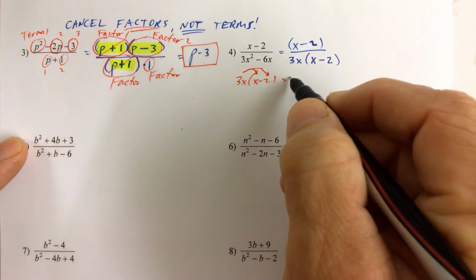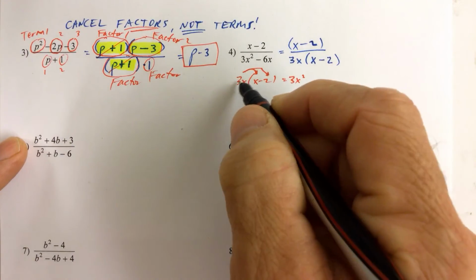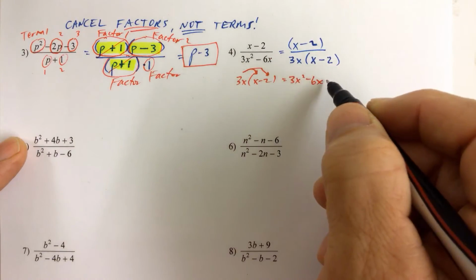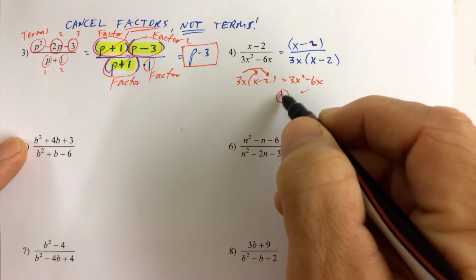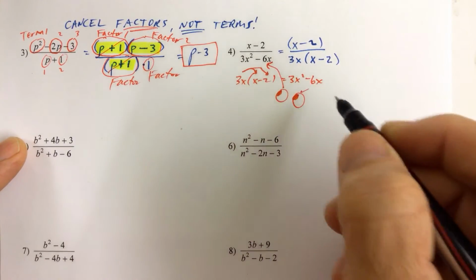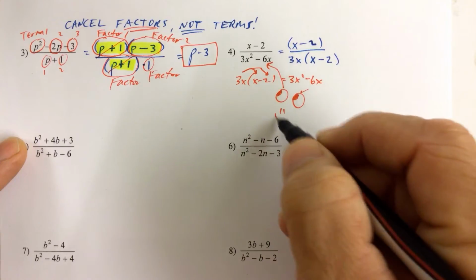So 3x times x, that's 3x squared. 3x times negative 2, that's negative 6x. And we check, yes, that checks out. We look right there to see, did we get what we started with? Yes, so that's a good thing.